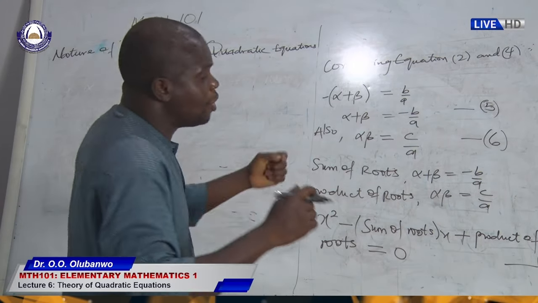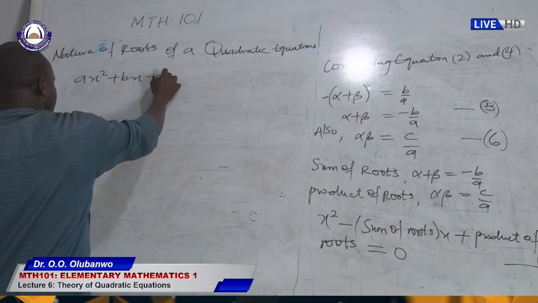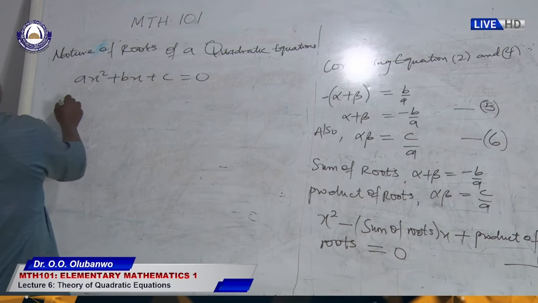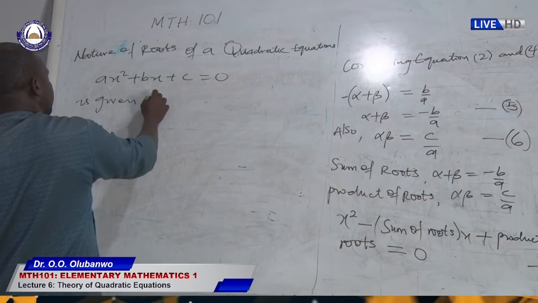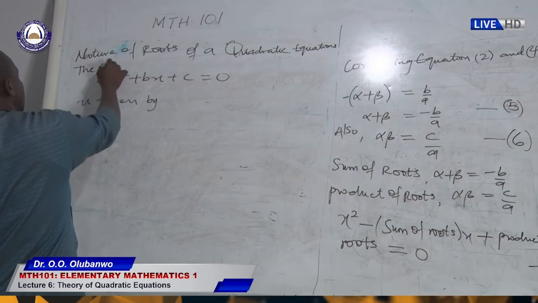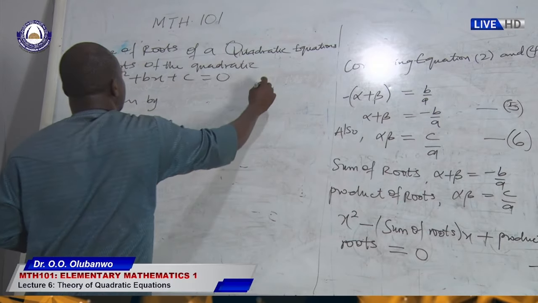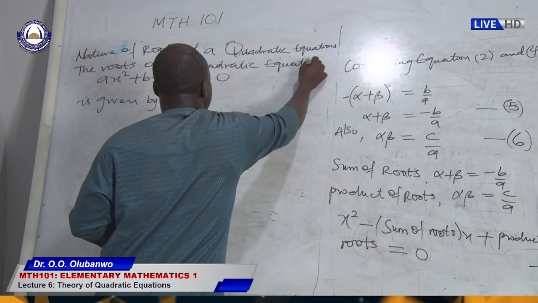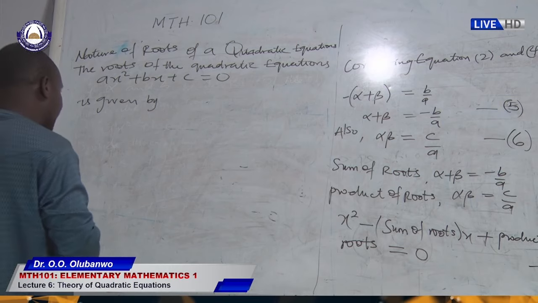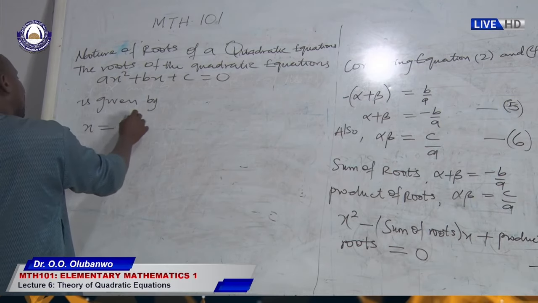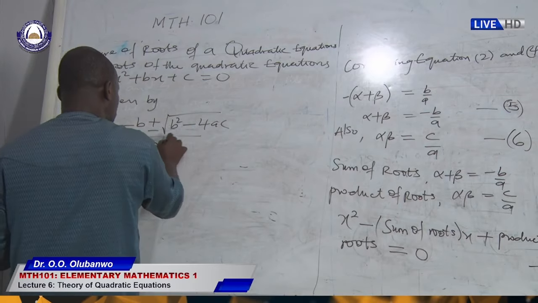Now, we all know that the roots of the quadratic equation ax squared plus bx plus c equals 0 is given by x equals minus b plus or minus square root of b squared minus 4ac, everything over 2a.